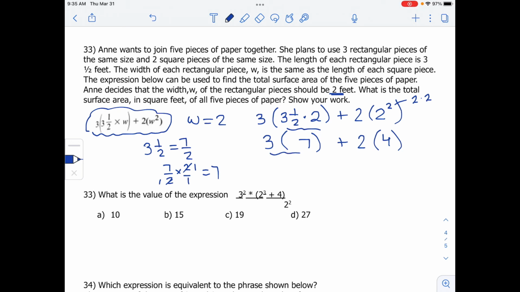So 3 times 7 is 21. And 2 times 4 is 8. And then last is the addition here. It's going to give us 29. So that's 29 feet squared or square feet for the surface area.